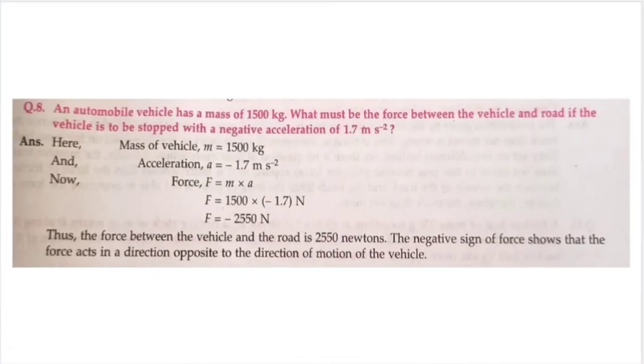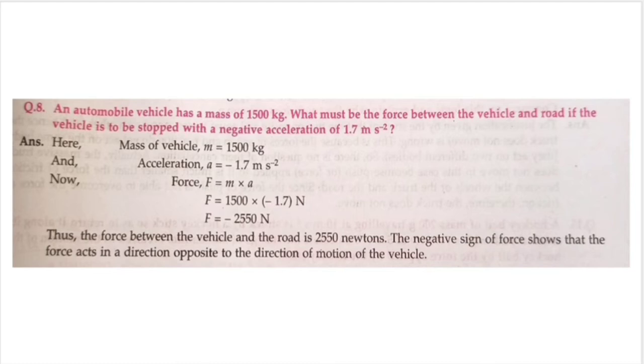Question 8. An automobile vehicle has a mass of 1500 kgs. What must be the force between the vehicle and the road if the vehicle is to be stopped with a negative acceleration of 1.7 meter per second square? Given here are the mass of the vehicle m equal to 1500 kgs and acceleration a equal to minus 1.7 meter per second square. Here minus sign indicates it's a negative acceleration.